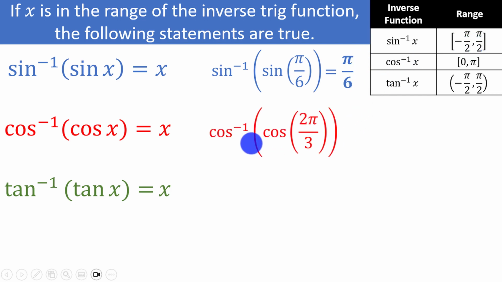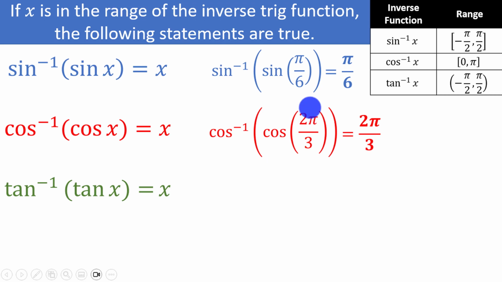Or here we have inverse cosine of cosine of 2 pi over 3. So again, we have the inverse on the outside, so we have to look at the inside and make sure that that is in the range of the inverse function. Indeed it is. 2 pi over 3 is within the range of 0 to pi, so that means our answer will just be 2 pi over 3.